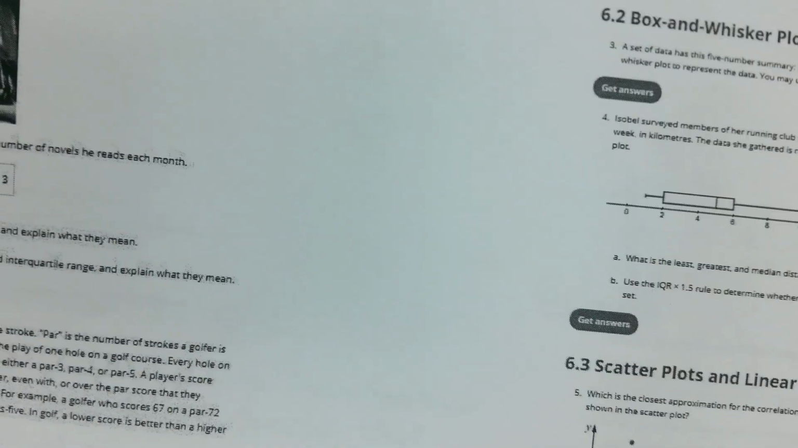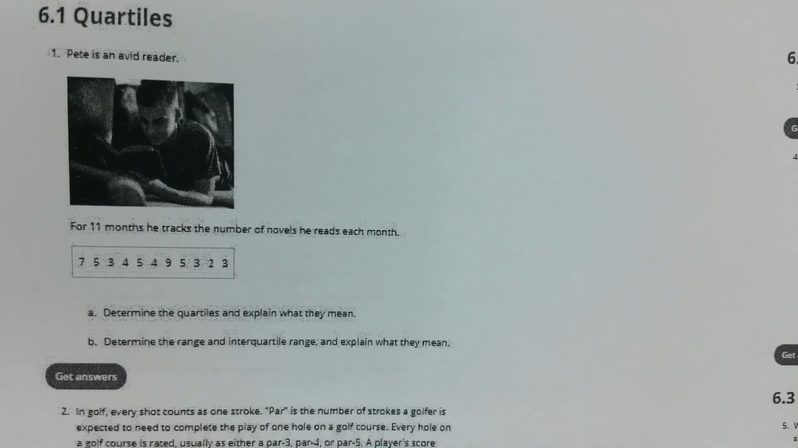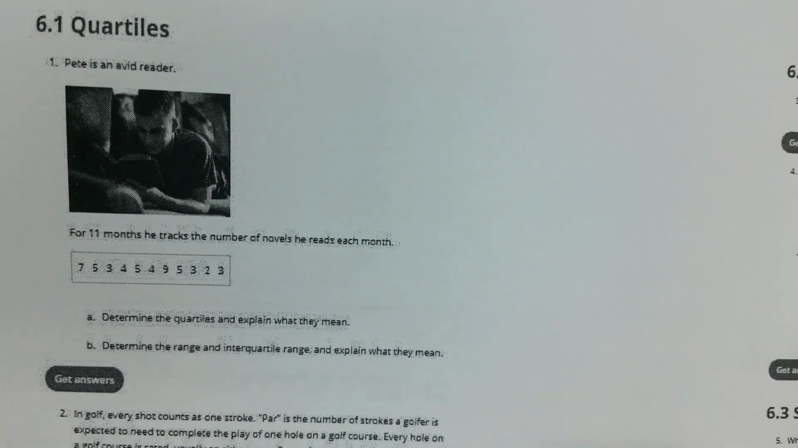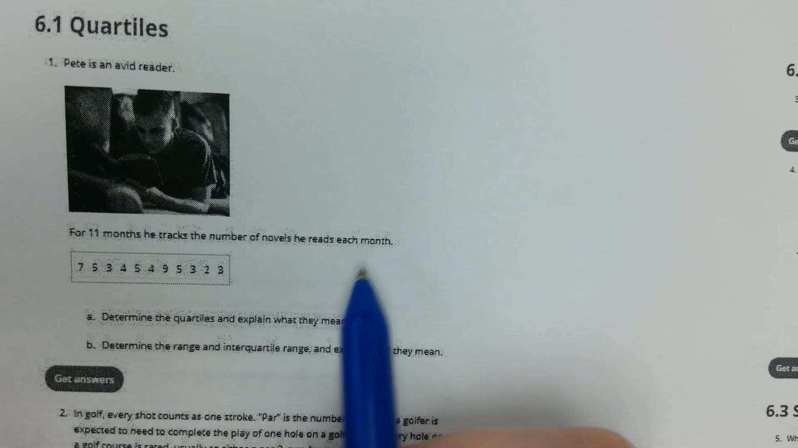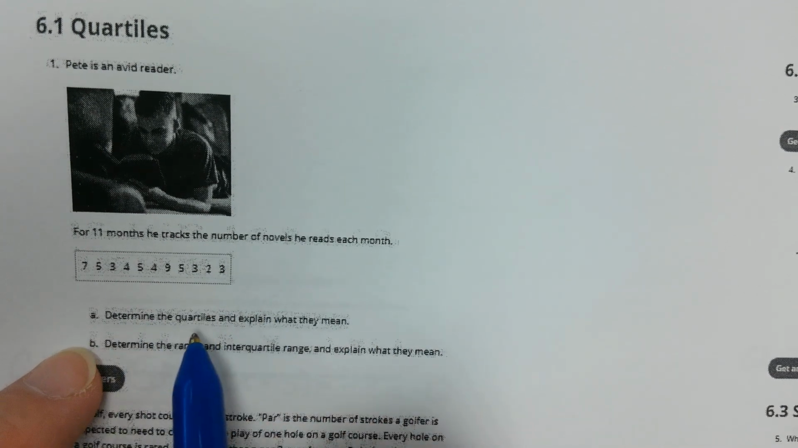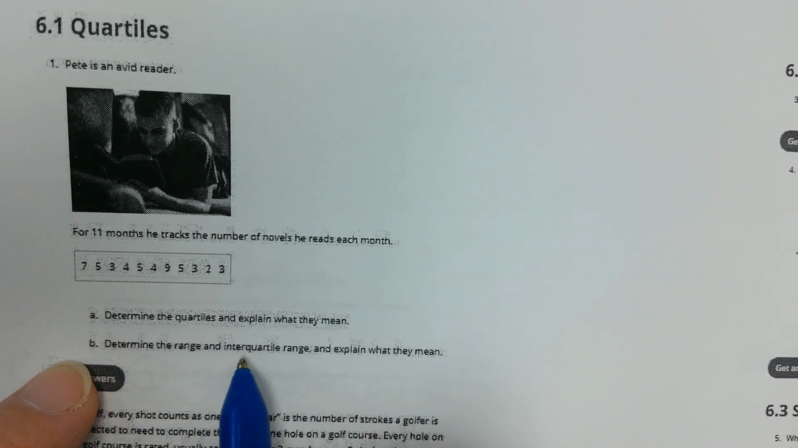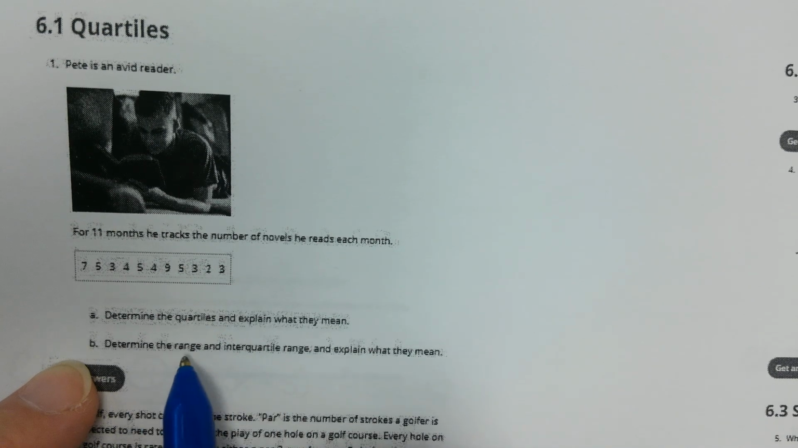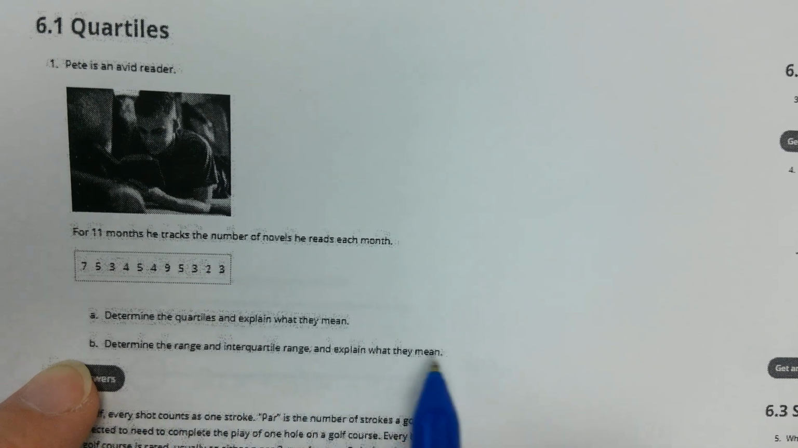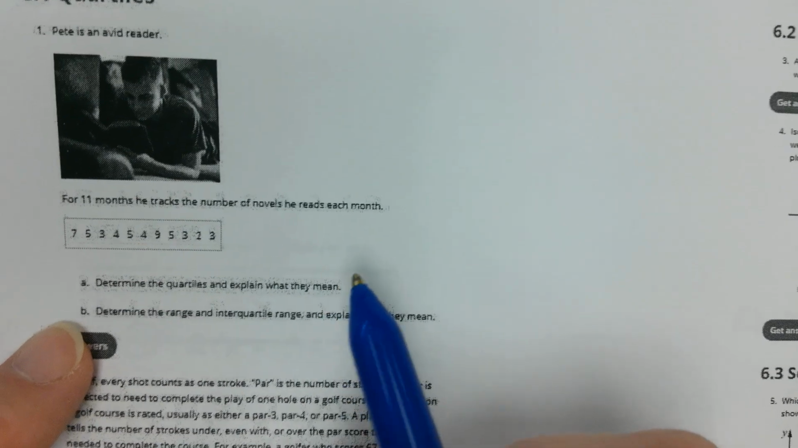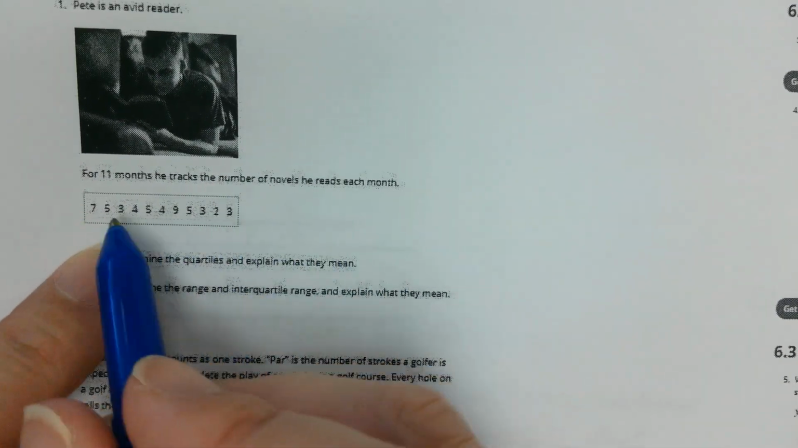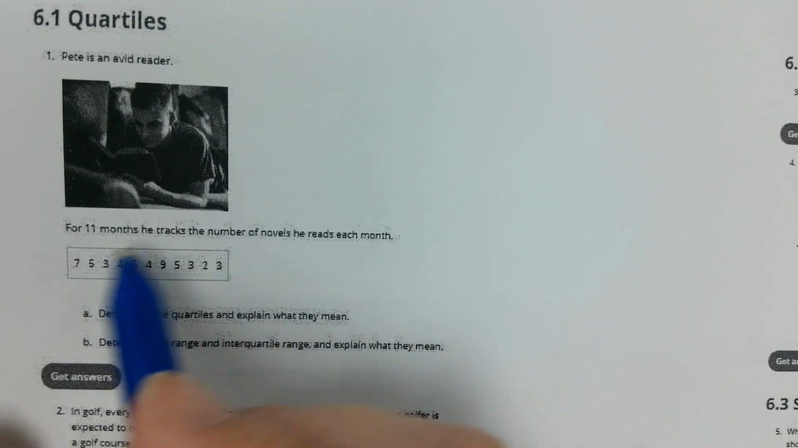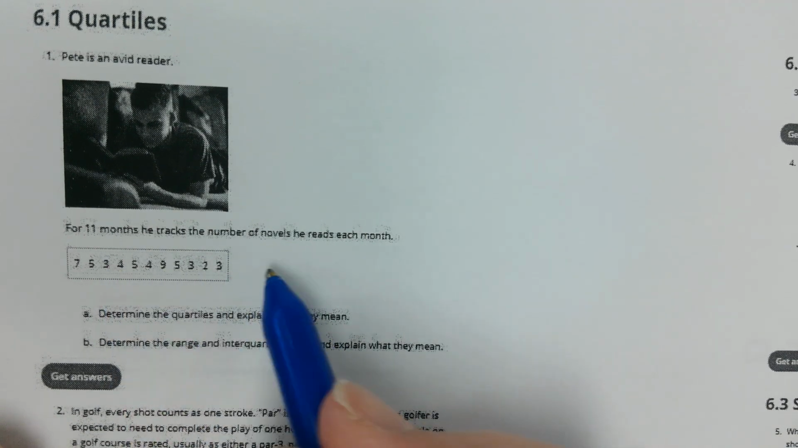Okay, almost done. Quartiles. Yes, I wanted to draw this with you. A student tracked the number of novels he read like this. Determine the quartiles and explain what it means. Determine the range and interquartile range and explain what it means. So, first off, what do I have to do? What's my first step before I can draw that quartile? Ascending order. Good.